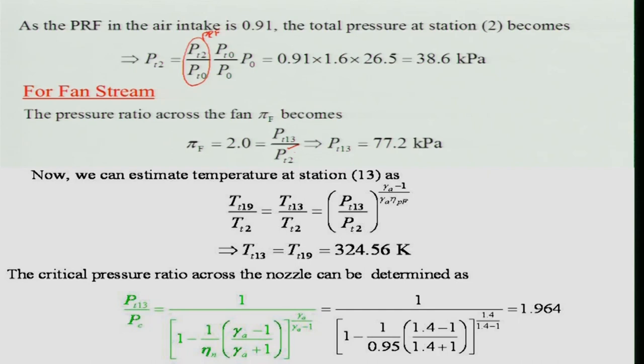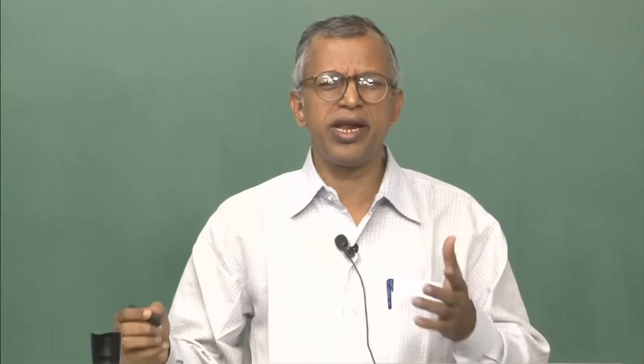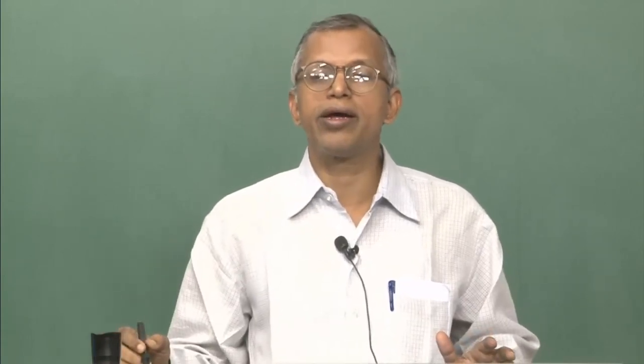The critical pressure ratio across the nozzle can be determined, because we need to find out whether it is critical or not. Keep in mind, we are assuming that the nozzle is a convergent nozzle, because generally in a turbofan engine nobody really uses a convergent-divergent nozzle, as it is not required. And mostly it will be flying at subsonic flow, but even in fighter aircraft, people nowadays are using turbofan engines with very low bypass ratio.